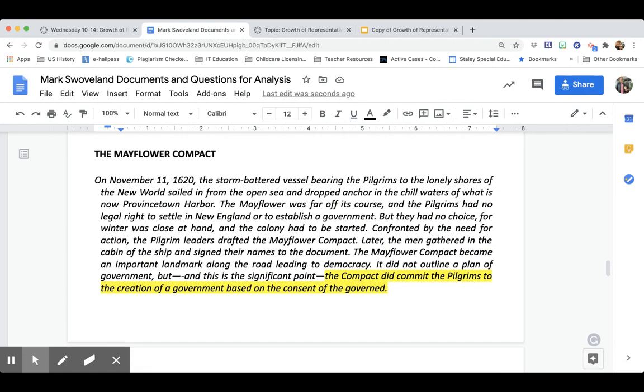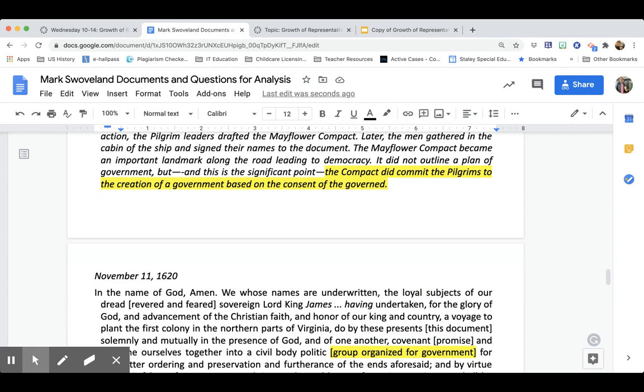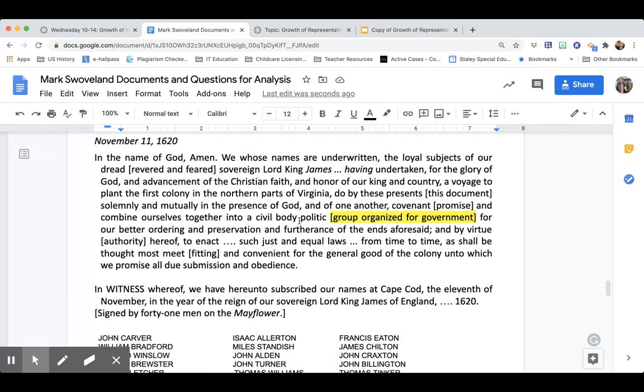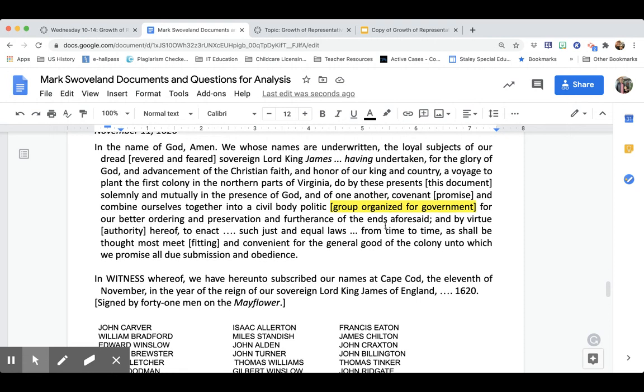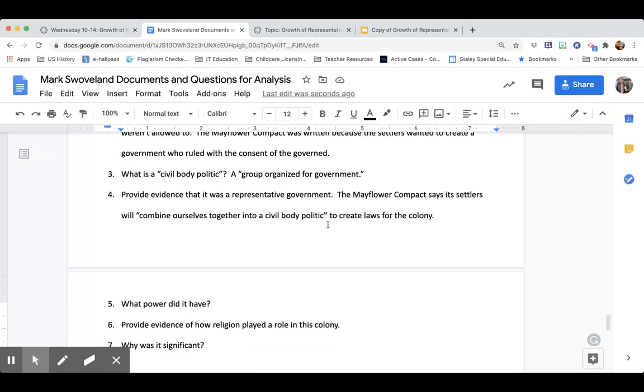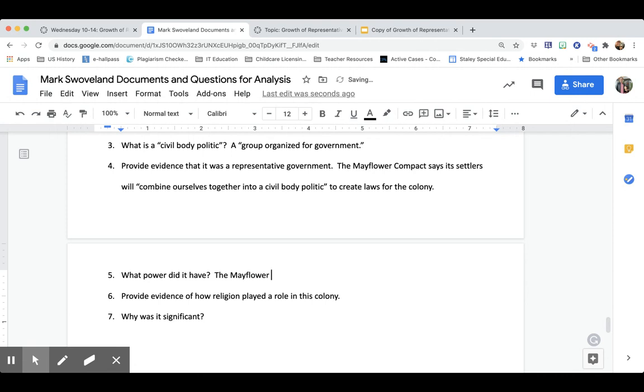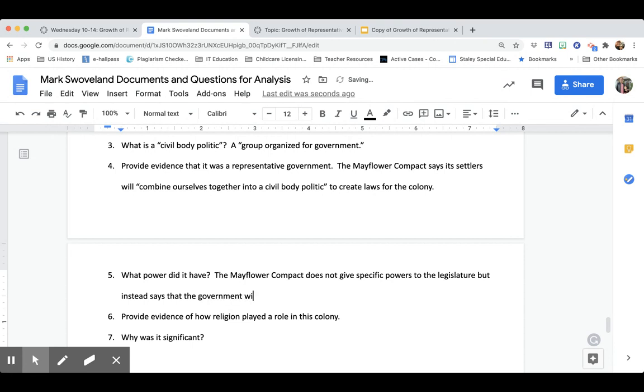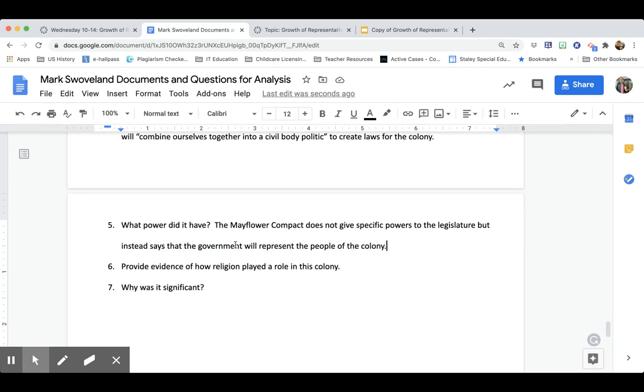All right, what power did it have? So it doesn't really outline very much power. What it is talking about is that the people are going to be represented. It doesn't really say. So let's answer it this way. I'm going to say the Mayflower Compact does not give specific powers to the legislature, but instead says that the government will represent the people of the colony.